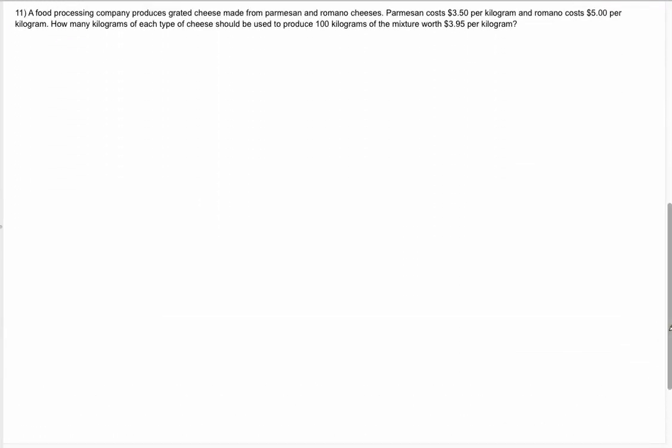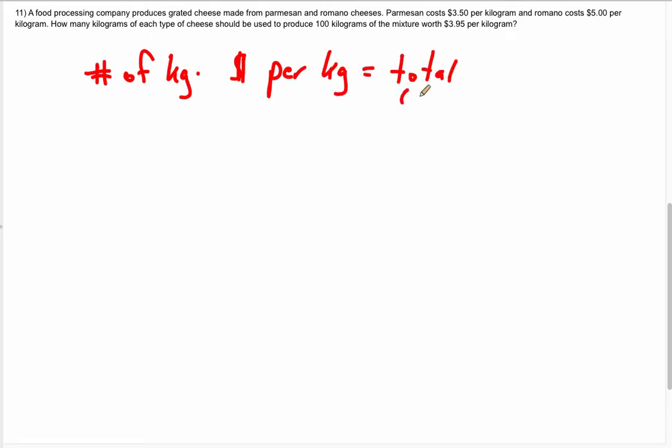Again, we know it's mixture because we're combining stuff, and the word mixture is in there. So now we're combining cheese, and we're doing it in kilograms. So my chart's going to say number of kilograms times price per kilogram equals total price or total cost or something like that.